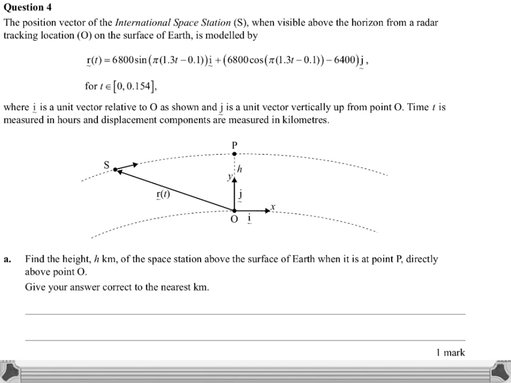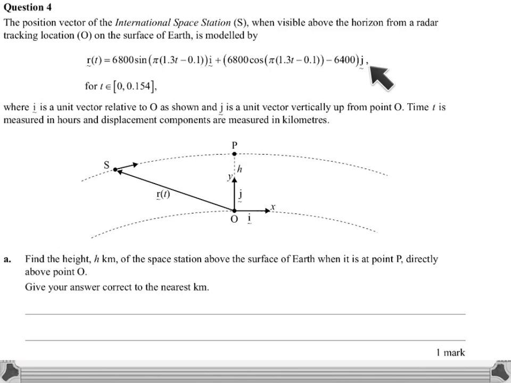Question 4. So we've got a position vector of the International Space Station when visible above the horizon from a radar tracking location. So that's at point O there. This first line is the horizon of Earth at point O, and the position vector is your J component, I component, and there's your r of t, the position vector to S, the International Space Station. Okay, and there it is.